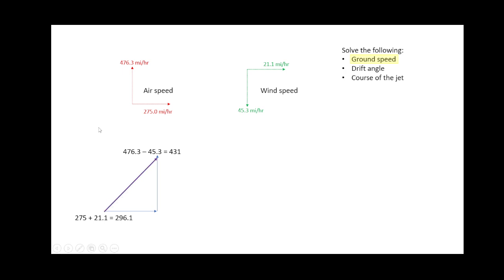What we want to do now is find the resultant speed. Since this is a right triangle, we're just going to use the Pythagorean theorem and say the ground speed squared is equal to 431 squared plus 296.1 squared. Then we solve for that and get a ground speed of 522.9 miles per hour. If you recall, the airspeed was 550 miles per hour.